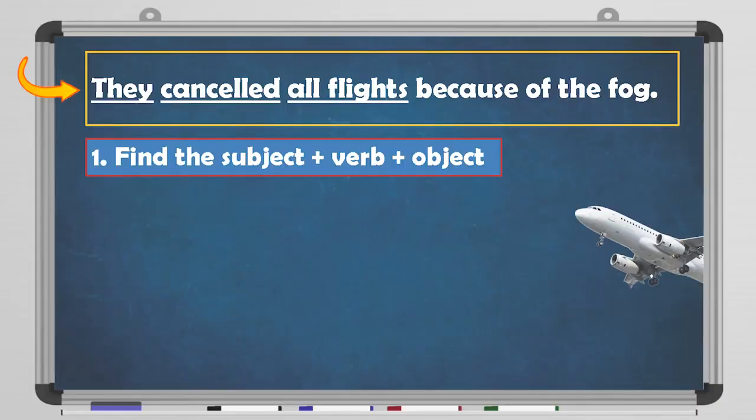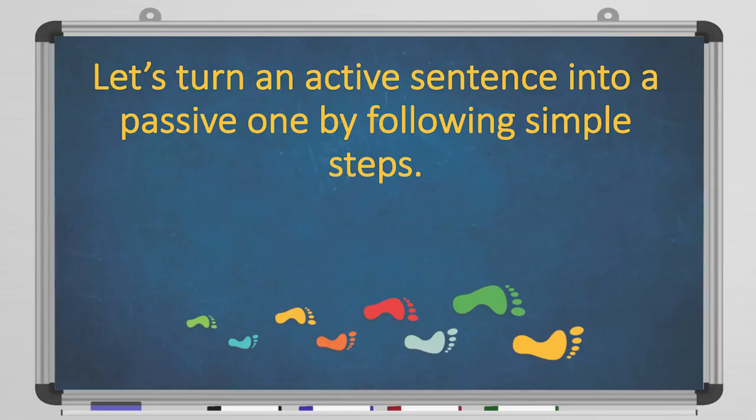They cancelled all flights because of the fog. Okay, this is an active sentence. Now, let's underline the subject, the verb, and the object. They is the subject. Cancelled is the verb. And the object is all flights. If I want to choose the proper verb to be, I have to look at the verb in this sentence before I choose any verb to be.